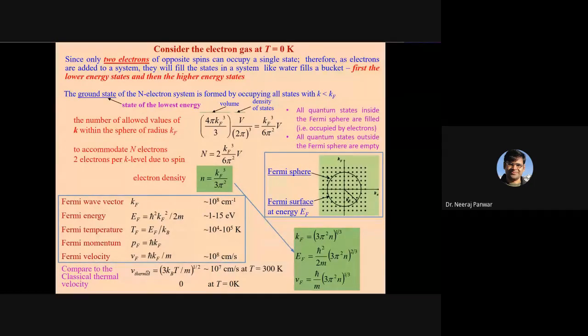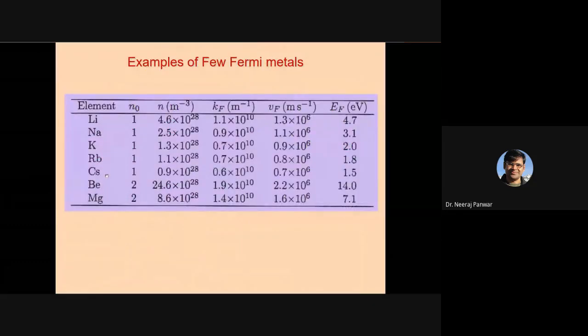And then we compared it with the classical velocity calculated by Drude, and we can see that the Fermi velocity is one order of magnitude higher than that calculated by Drude. And these are some numbers for different metals, namely the electron density, the Fermi wave vector, the Fermi velocity, and the Fermi energy.